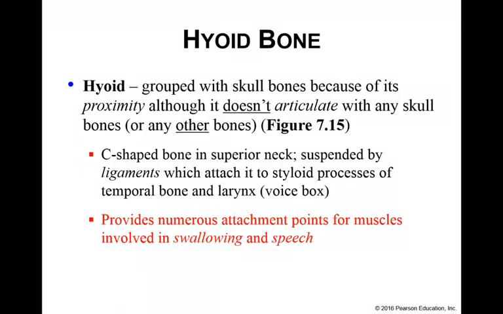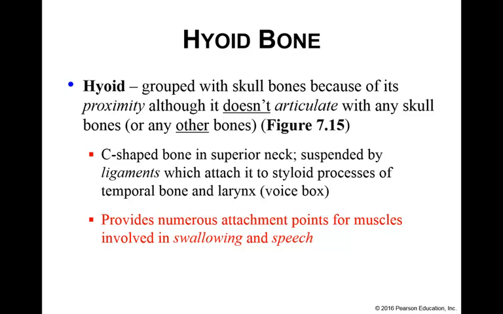Okay, we're going to pick up with Chapter 7, Lecture Video B, and we're going to start with the hyoid bone, which is a bone by itself, really. It's grouped with the skull because of its proximity, but it doesn't articulate with any skull bone or any other bone for that matter. It kind of has a C or a U shape.